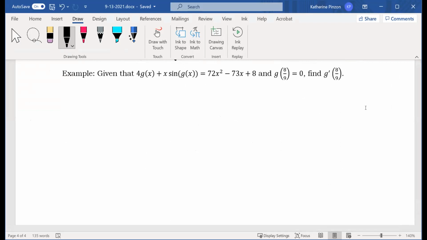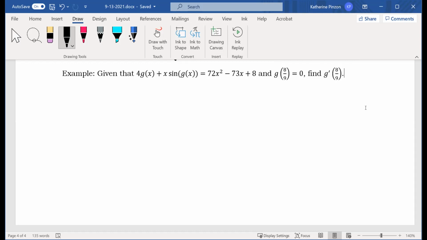Okay, given that 4g of x plus x sine of g of x equals 72x squared minus 73x plus 8, and g of 8 over 9 is 0, find g prime of 8 over 9. Wow. I need to find g prime of something, right? What do you think I should do to this function to find g prime of something?